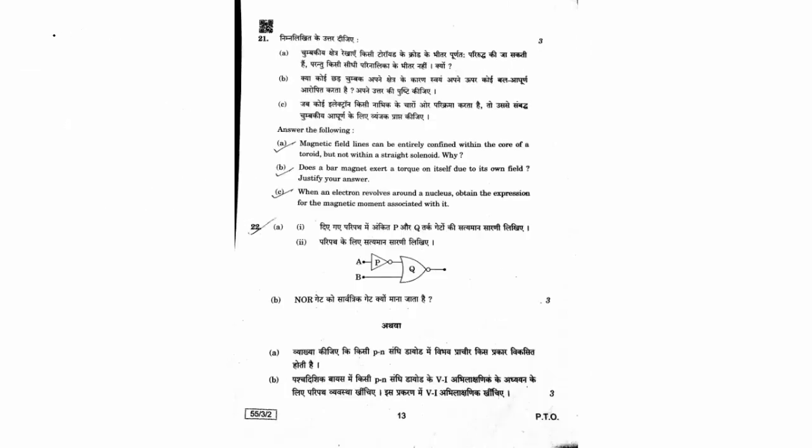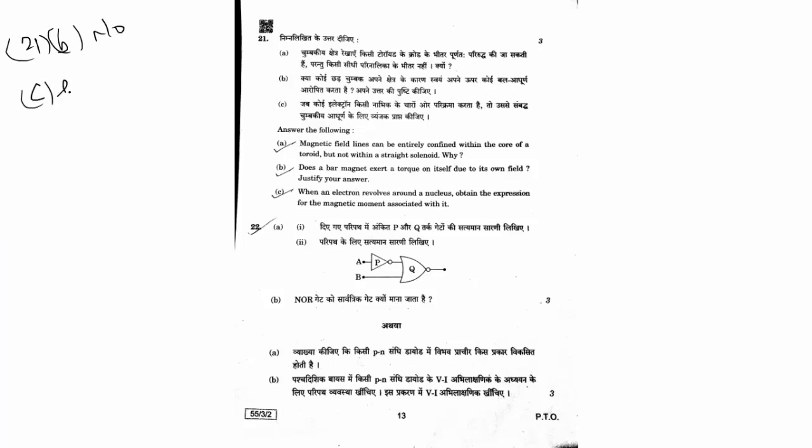Kmax is equal to e times stopping potential, that is 1.6 into 10 to the power minus 19 coulomb, 1.5 volt, that is equal to 2.4 into 10 to the power minus 19 joule. This is our answer. In question number 21, part B, answer is no.